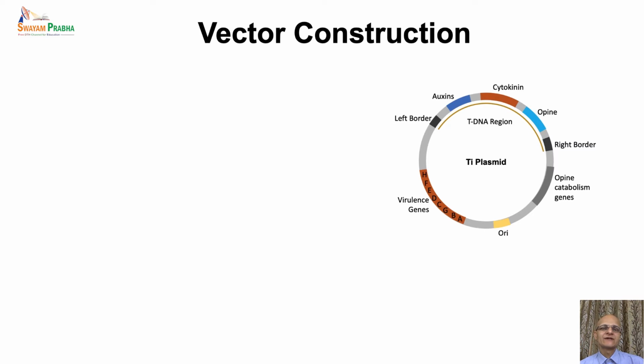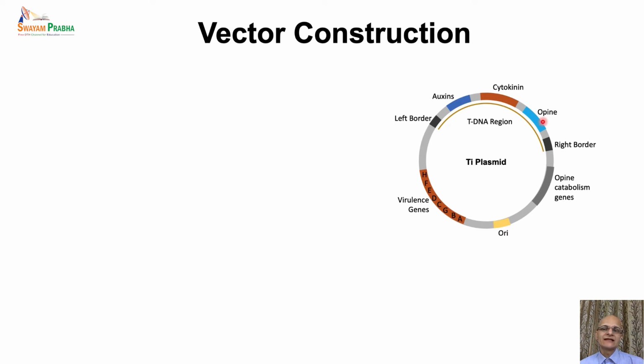So the first step is the vector construction. Now we cannot use the Ti plasmid as such to transfer the gene of interest to the plants. There are several important steps. First, we need to disarm this vector, that is, we need to remove these genes that encode for the plant hormones or the opine synthesis. Further, we need to develop methods to clone our genes of interest in this particular T-DNA region.